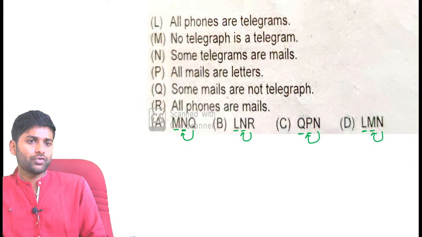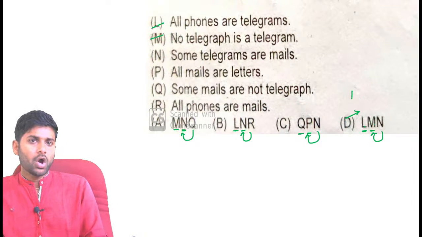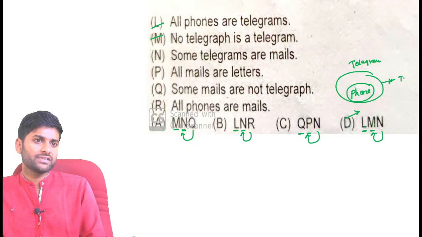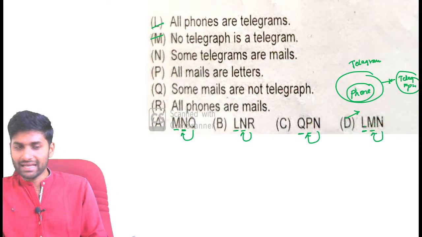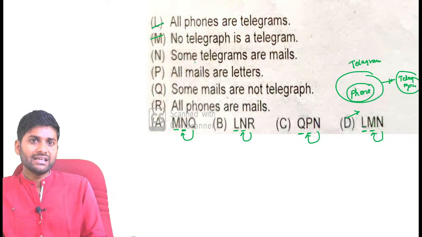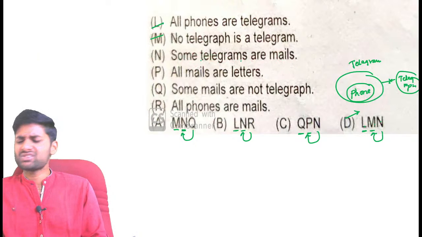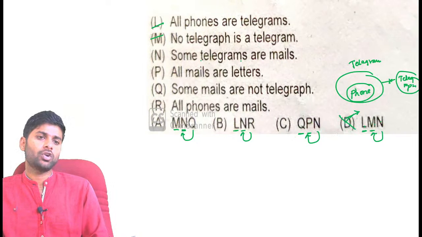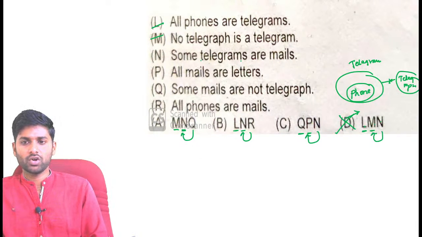Now, for example, I just go through the D option. What are L and M? Pick it as L and M. See what L and M are. All phones are telegrams, for example. All phones are telegrams. And what is M? No telegraph is a telegram. Now, no need to draw the N diagram. See, N logically follows from these diagrams or not. What does N say? Some telegrams are mail. Here there is no specific term of mail. If there is no specific term of mail, directly this does not logically follow. This does not logically follow.